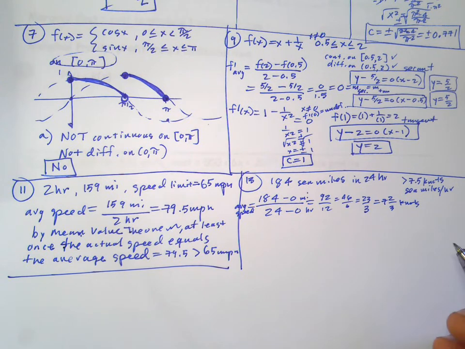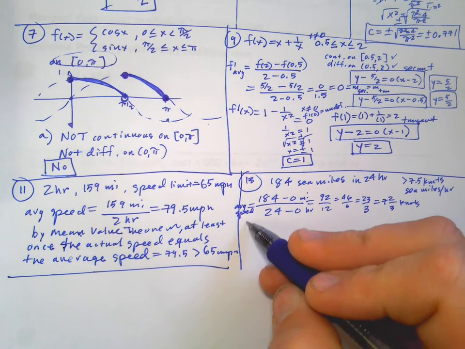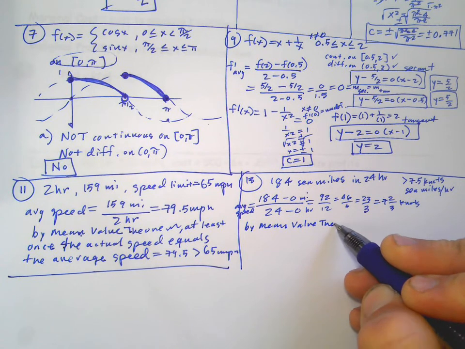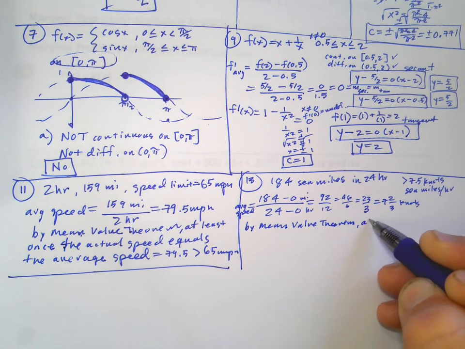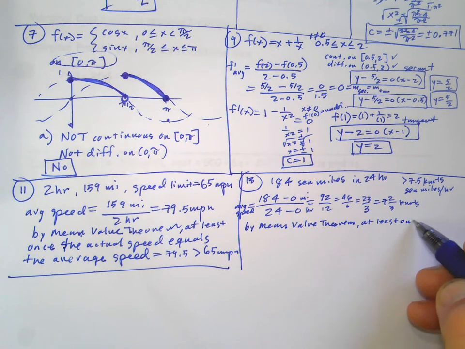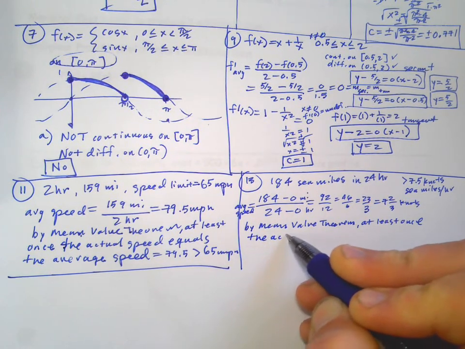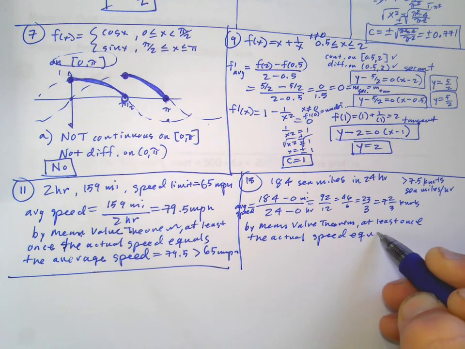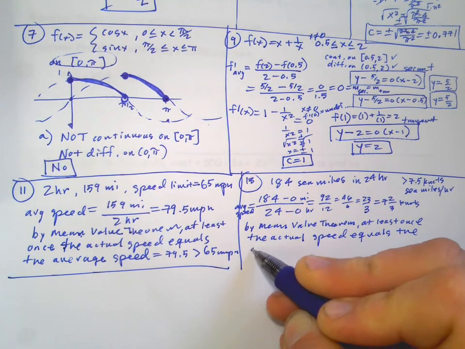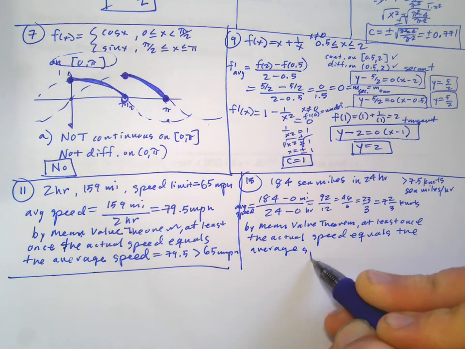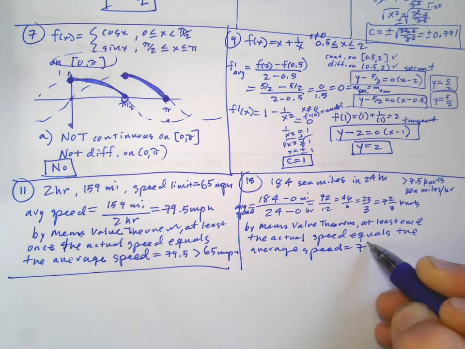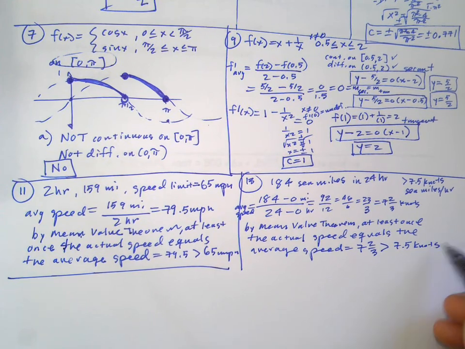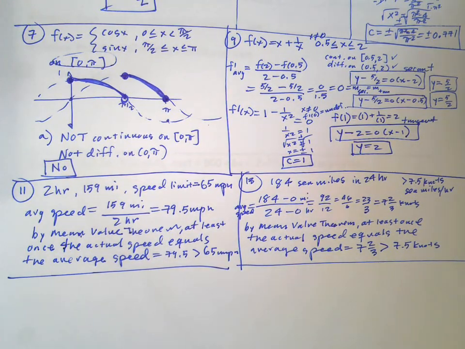So that's the average. So by mean value theorem, at least once the actual speed equals the average speed, which was 7 2/3 knots, which is greater than 7.5 knots. So there you go. That's it.